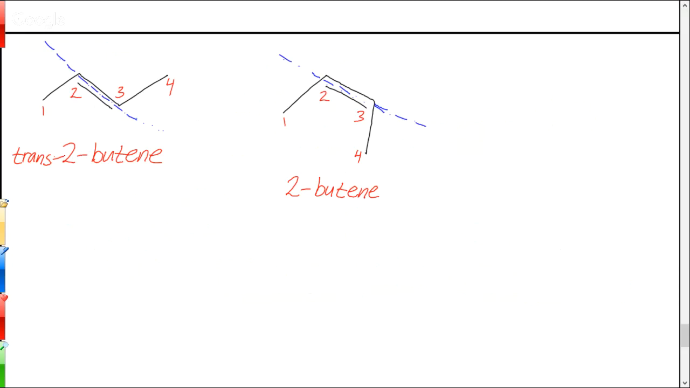we say that that's called trans 2-butene. Trans means opposite, so it's like they're on opposite sides of the line. And then if they're on the same side of the line, that's called cis 2-butene. Cis means same. So we can use this cis-trans language to talk about whether those are on the same side or on opposite sides.